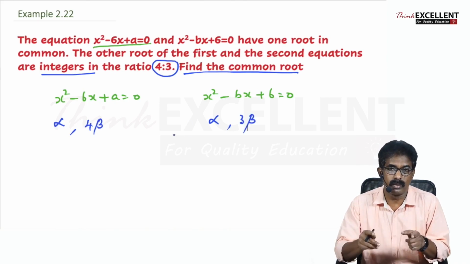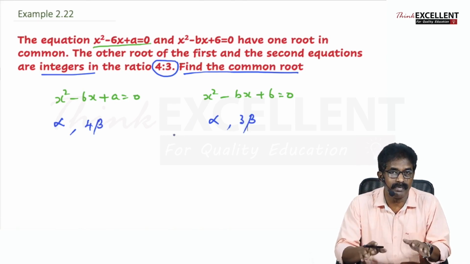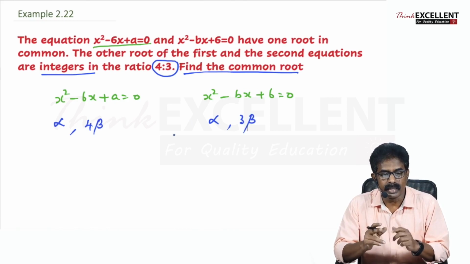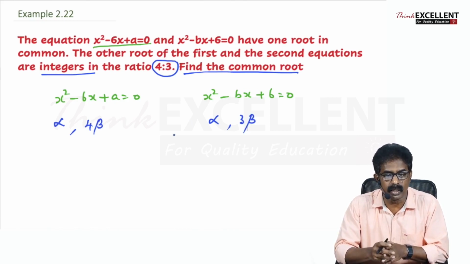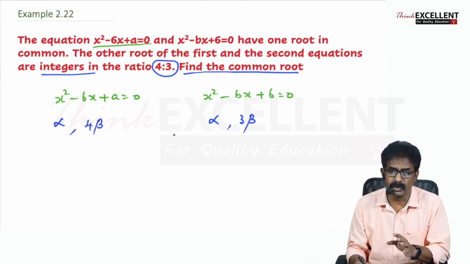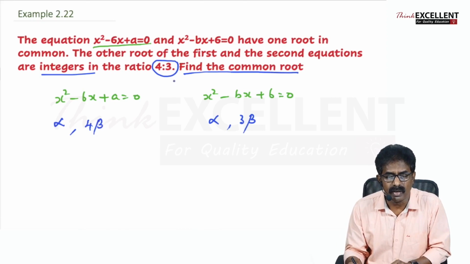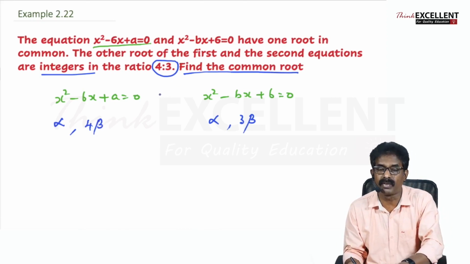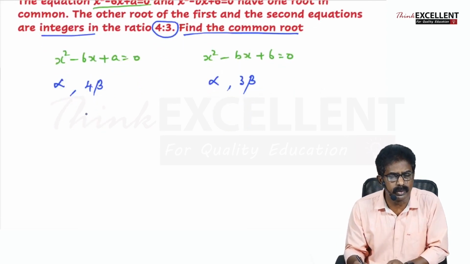One root common. I'm taking the common root as alpha. They asked to find that one. And the other roots are in the ratio 4:3. Moreover, they are integers. Positive, negative, they didn't say, they are integers, that's all. Find the common root. Our aim is to find what? Alpha only.